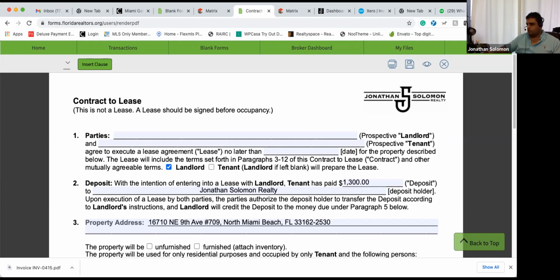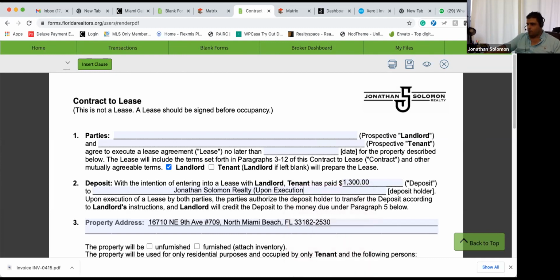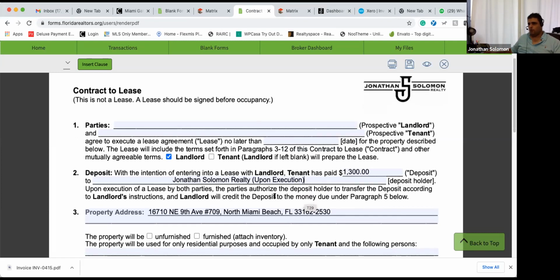And just to be sure that we're actually holding that when the contract is actually executed and not before, because we don't want to hold escrow for no reason. So we're going to write that upon execution, which means we're going to hold it only if this contract to lease will be executed. And if not, we're not going to hold escrow.